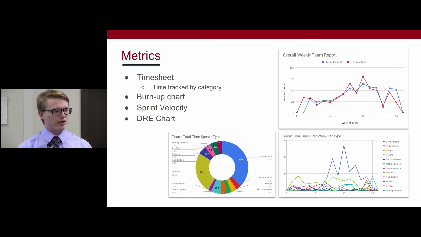We also have a DRE chart to track defects. A lot of our defects come from the requirements phase and design phase, because we have our initial feature set design that we started at the beginning of the year, and then we're going through and reevaluating all of the requirements, reevaluating the design of the current project, and making a lot of changes to those.